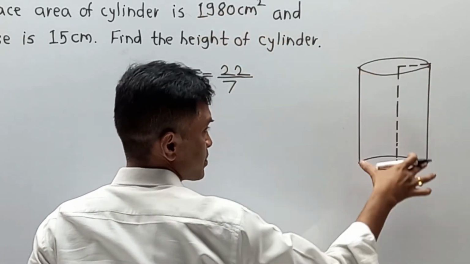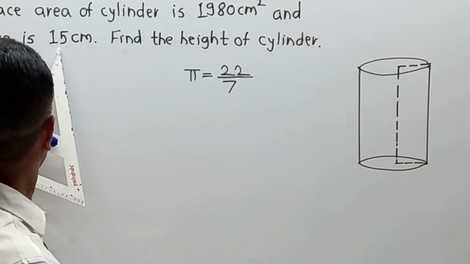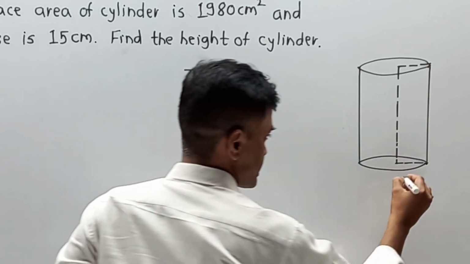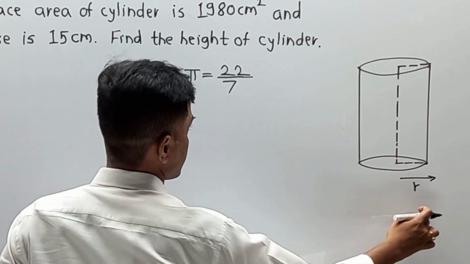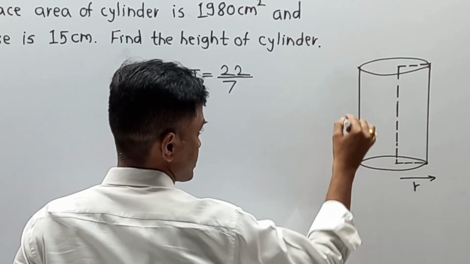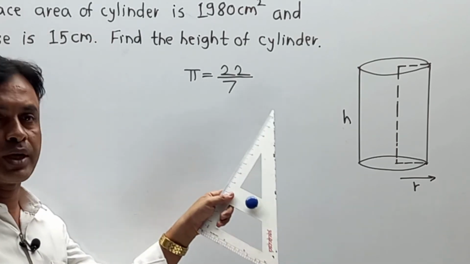The curved surface area of a cylinder is 1980 square centimeter. If the radius of the base is given as 15 centimeter, then find the height of the cylinder, where pi is 22/7.